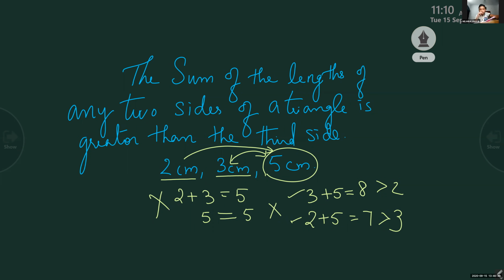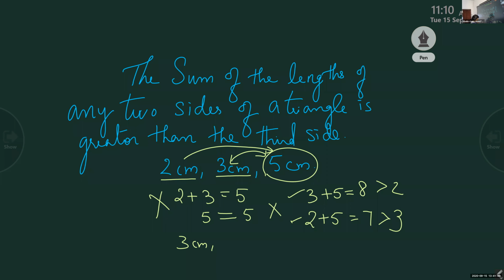Good. So we take any two sides and add them, and compare with the third side. That sum should always be greater than the third side. All three combinations should be correct like that. Otherwise, you will not be able to draw the triangle. That is it. Now, I'll give another combination. Just check.